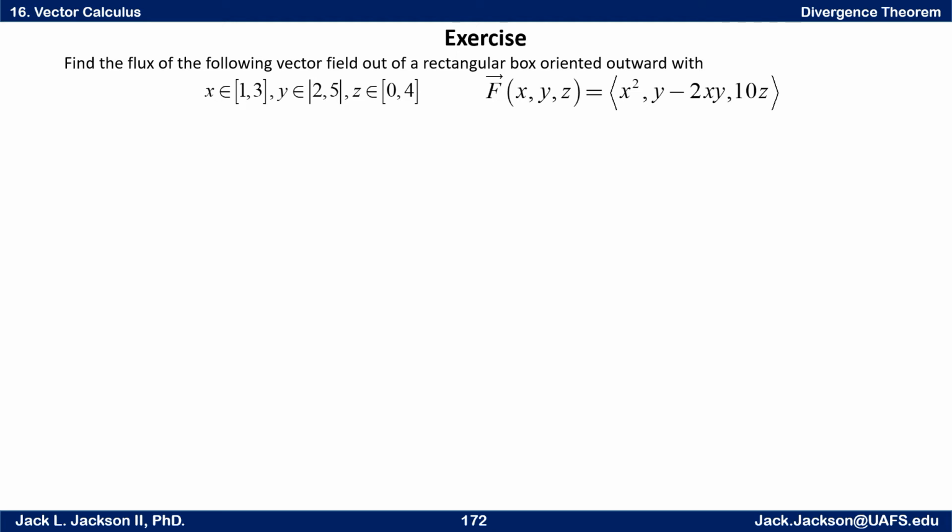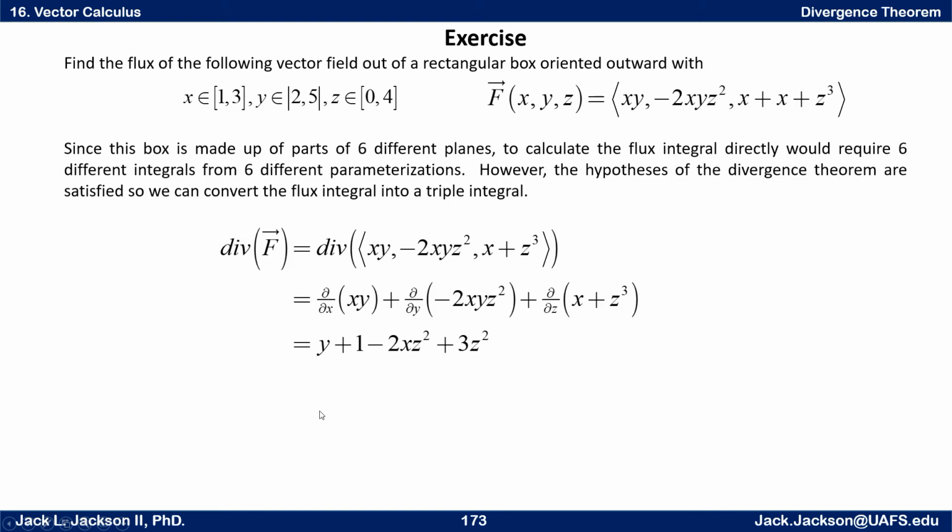Okay, we could do that, but it would be too hard because they're just planes, and they're just constant planes at that. But nevertheless, it's going to be easier if we can do this with the divergence theorem. This is a closed surface. It's oriented outward. This function is defined everywhere on the inside of that box as well as on the edges of it. And so we need to find the divergence of this vector field.